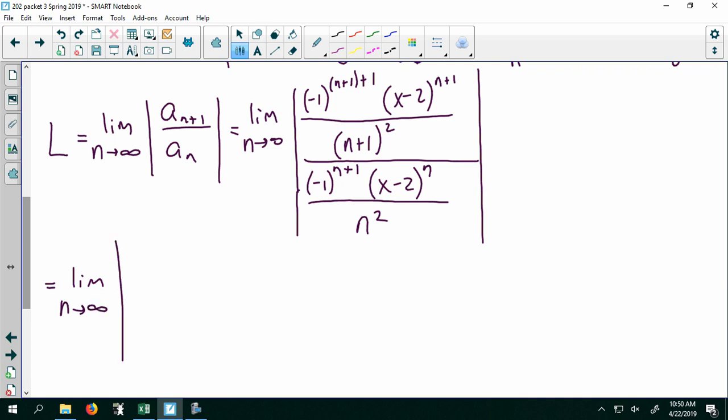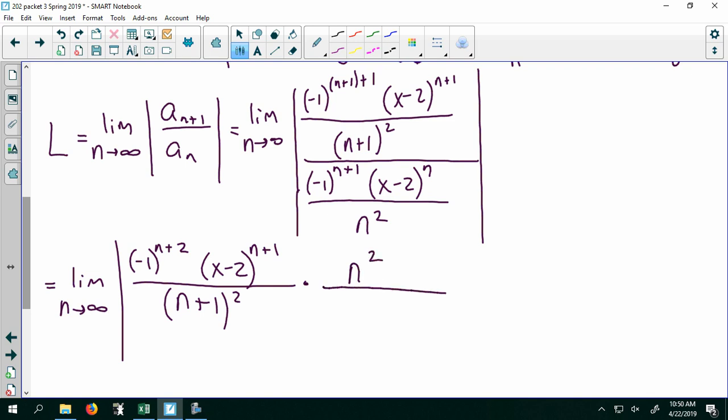Okay, so to simplify this compound fraction, I'm going to flip and multiply. Take the bottom fraction, flip it, and multiply it. So I'm also going to simplify this a little bit. So I have (-1) to the n plus 2 times (x minus 2) to the n plus 1 over (n plus 1) squared, times, and then flip and multiply. So I've got n squared over (-1) to the n plus 1 times (x minus 2) to the n.